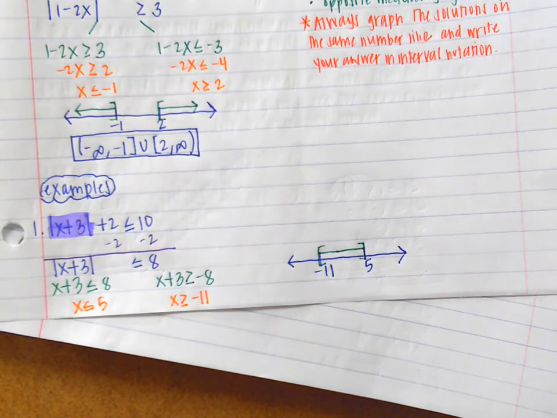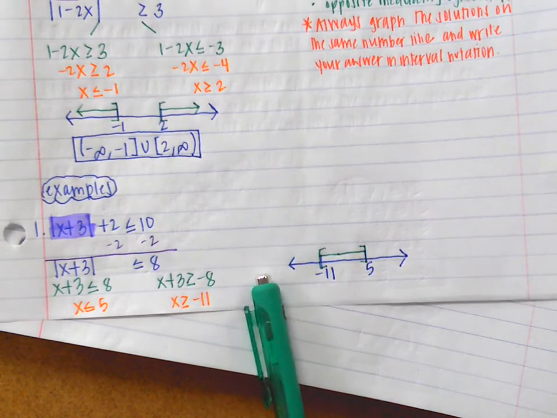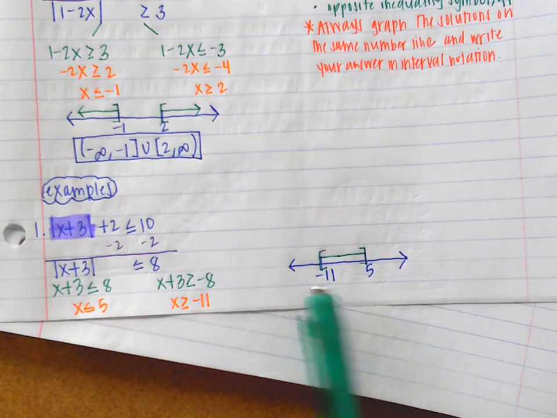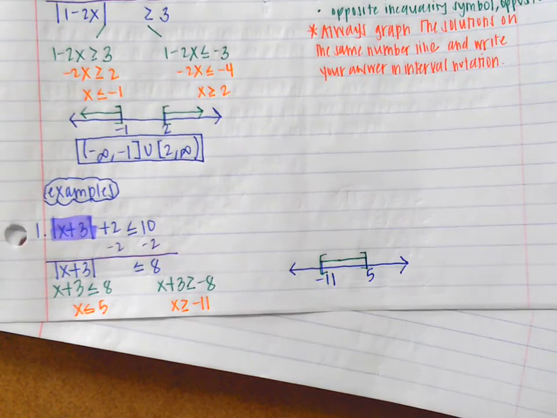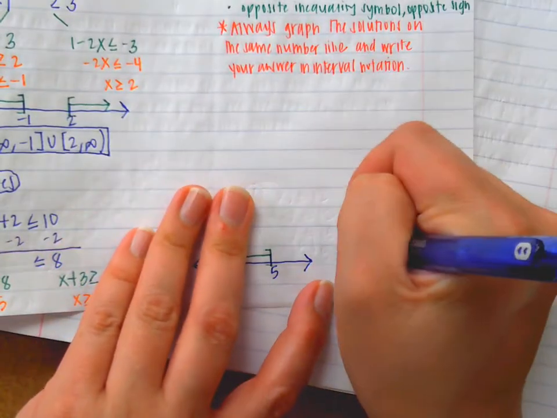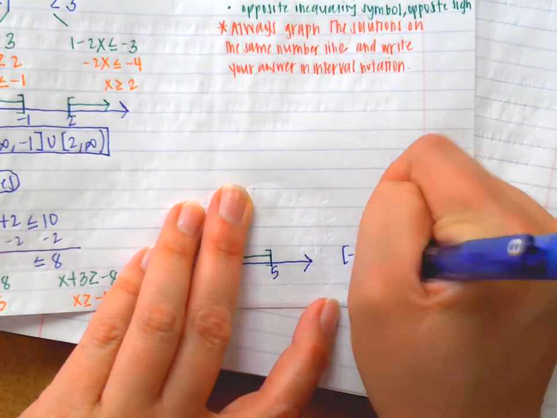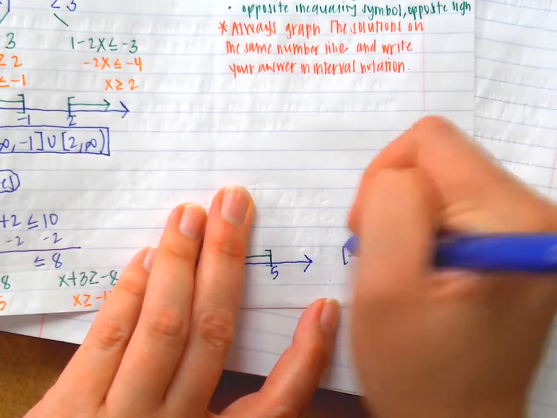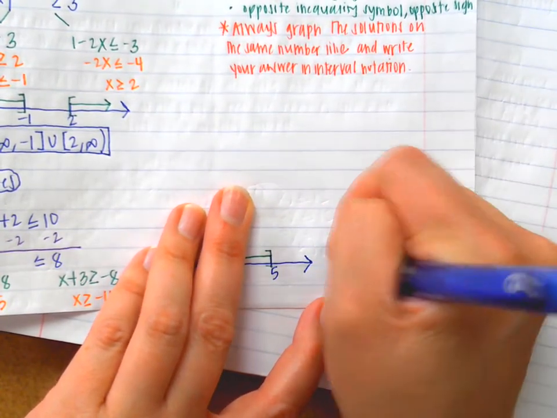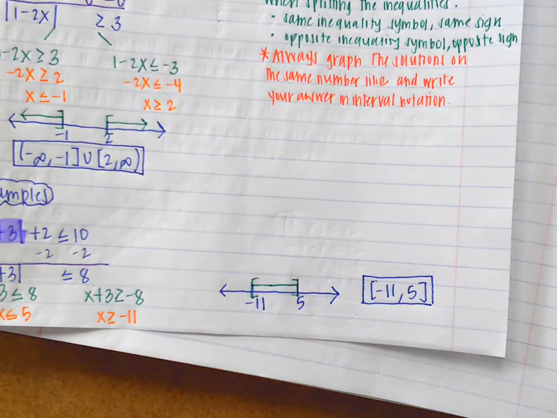So how do we write that in interval notation? I'm looking at it from left to right. It starts at negative 11 with a bracket, ends at 5 with a bracket. This one is the nice and easy one. It's just negative 11 to 5, like that. And that is your final answer.